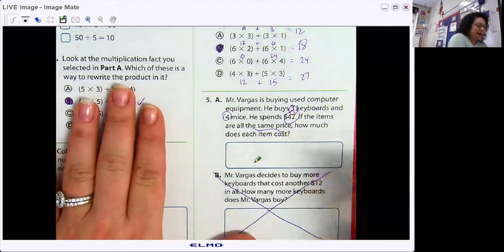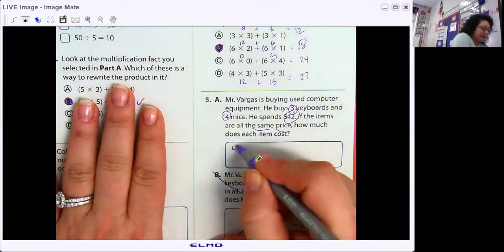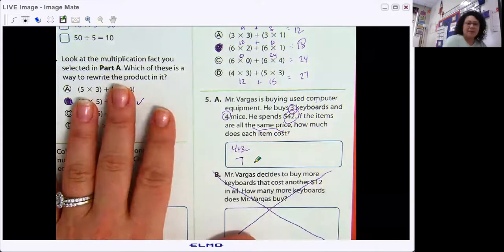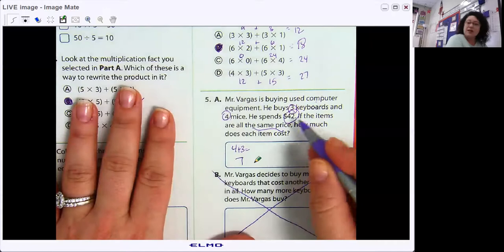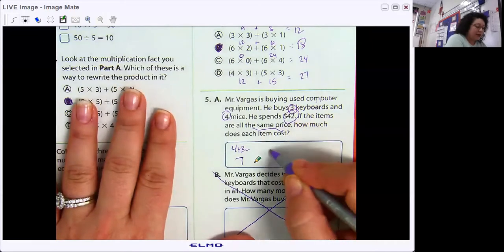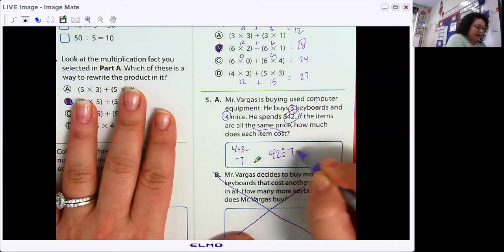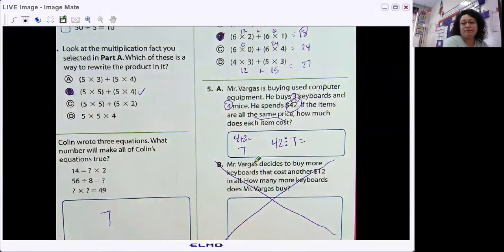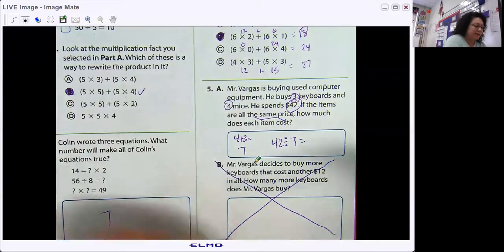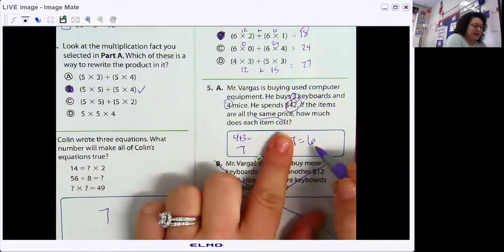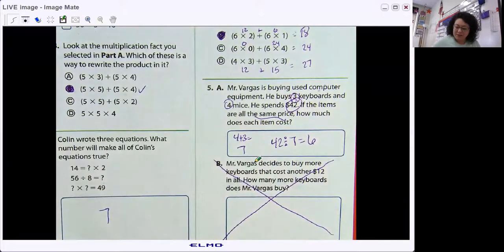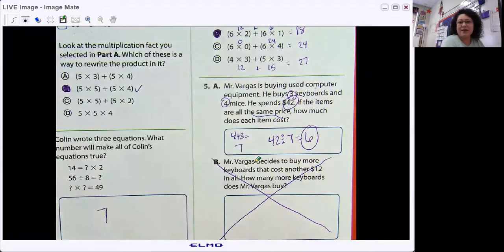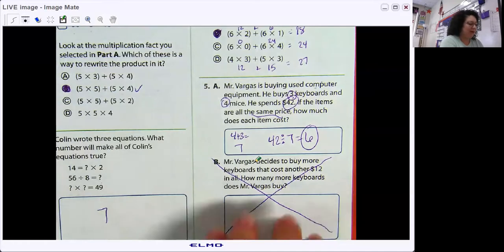So he would have bought 4 plus 3, 7 items, and they cost $42 altogether. So we would say 42 divided by 7. Hopefully you got that. That multiplication chart would have come in handy, which is 6, and 6 times 7 is 42. So the answer would have been $6. Okay, hopefully it's going well.